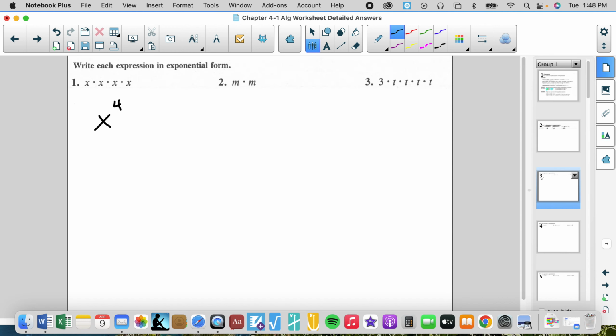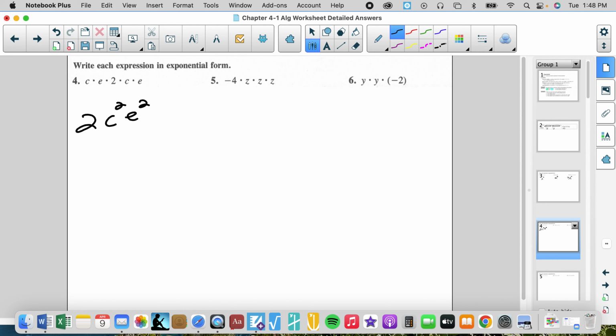This would be written as x to the fourth, m squared, 3t to the fourth, no parentheses, because the only thing being to the fourth power is the t. We have 2c squared e squared. And we're going to write our variables in alphabetical order if we have multiple variables. Negative 4z to the third. We have negative 2y squared. We don't need parentheses. This parenthesis is just showing multiplication, and it's sort of showing multiplication of the negative.